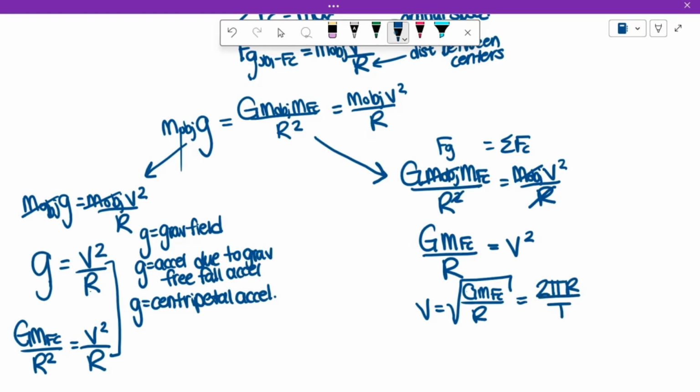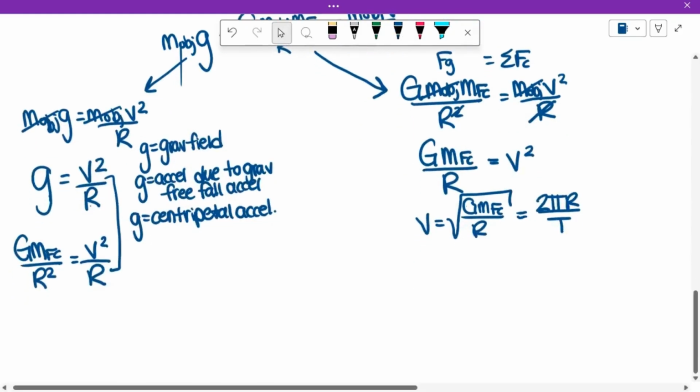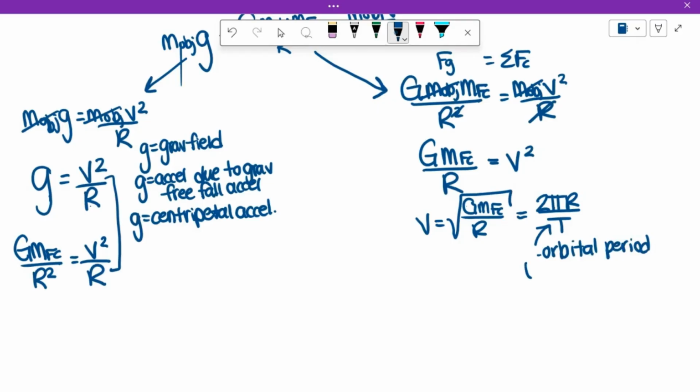So we could set this radical, the square root, equal to 2 pi r over the period, right? And this is sometimes called the orbital period, which is just the time to complete one rotation in seconds. Okay. So this answer, this T, should be in seconds, and that's our orbital period. So look, our orbital period should only depend on the mass of whatever is in the center of our circle and how far we are from that, right?